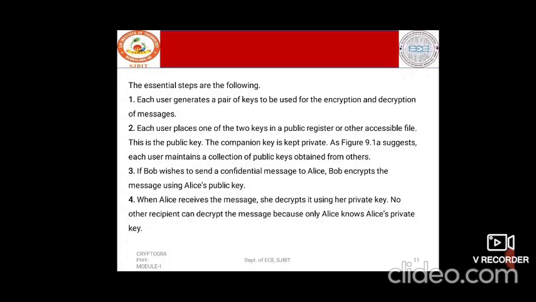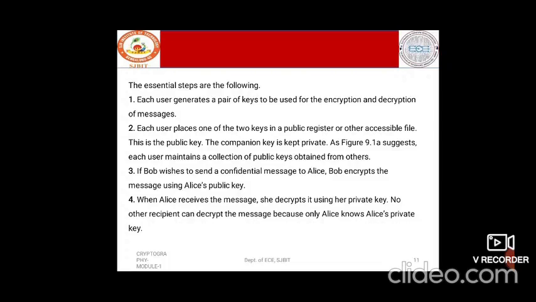Each user generates a pair of keys to be used for the encryption and decryption of messages. Each user places one of the two keys in a public register or other accessible file. This is the public key. The companion key is kept private, as suggested in the figure. Each user maintains a collection of public keys obtained from others.